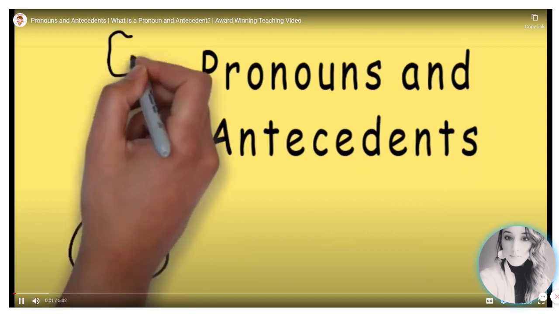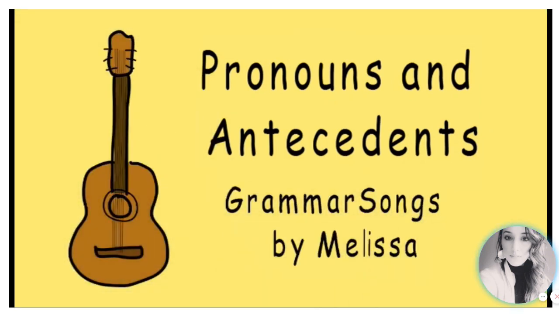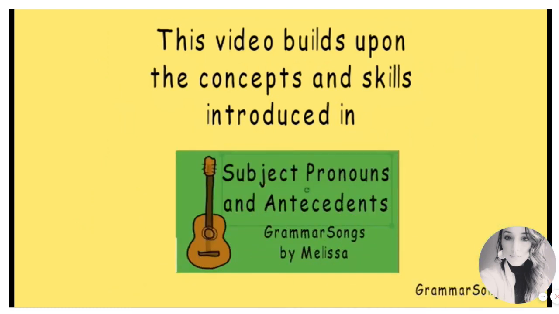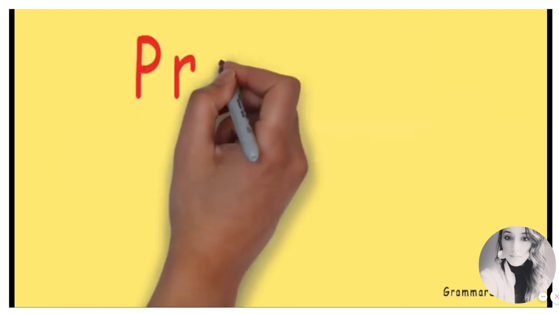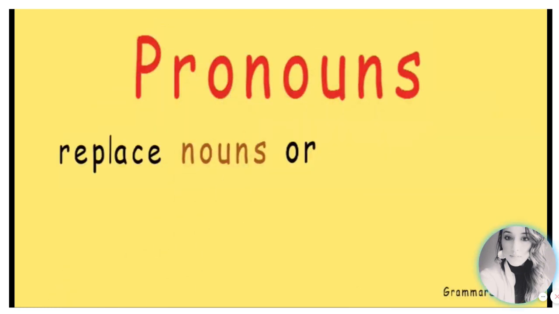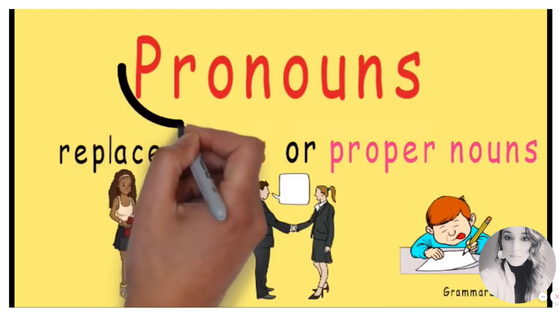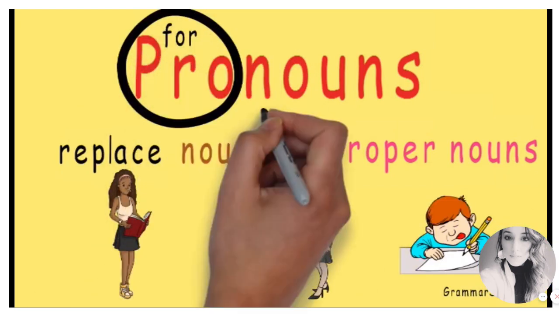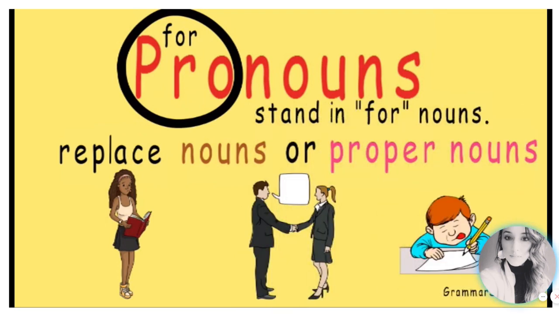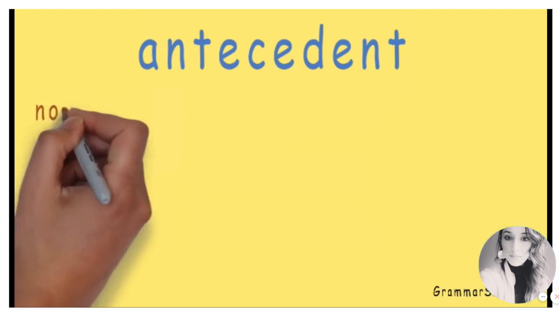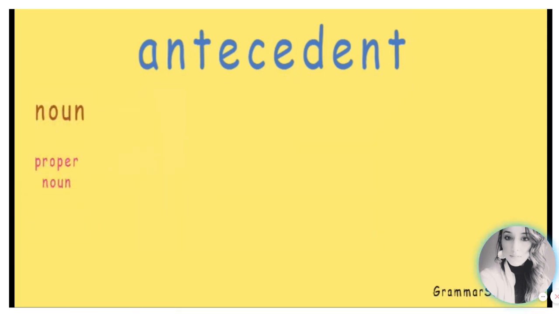Pronouns and antecedents. Grammar Songs by Melissa. This video builds upon the concepts and skills introduced in subject pronouns and antecedents. You have learned that pronouns are words that replace nouns or proper nouns when we read, speak, or write. The prefix pro means for, so pronouns stand in for nouns. You have also learned that an antecedent is a fancy name for the noun or proper noun being replaced by the pronoun when you speak or write.